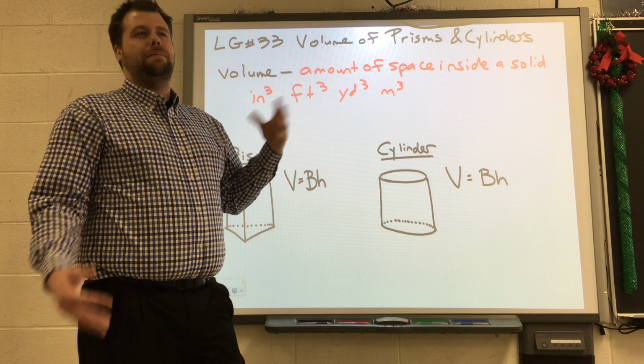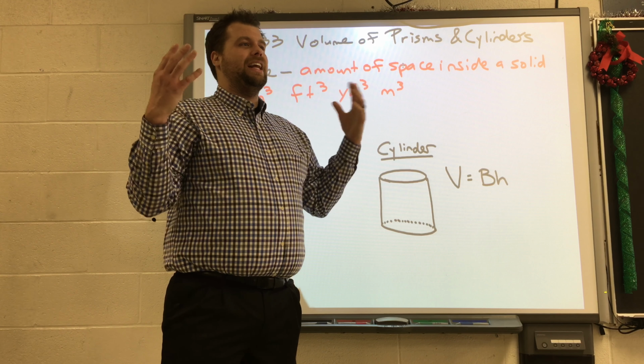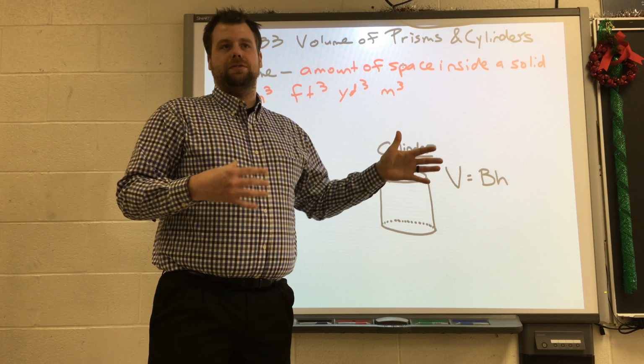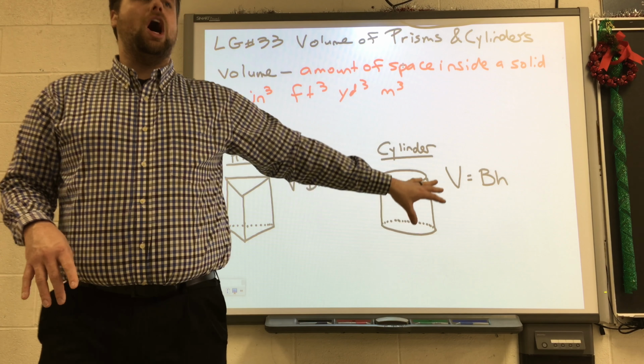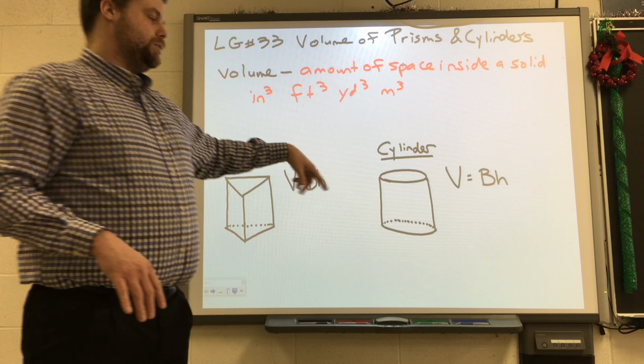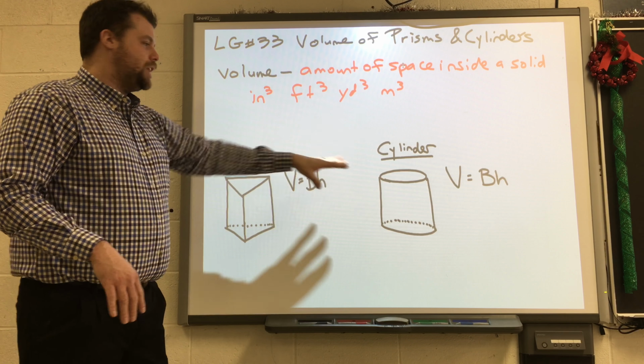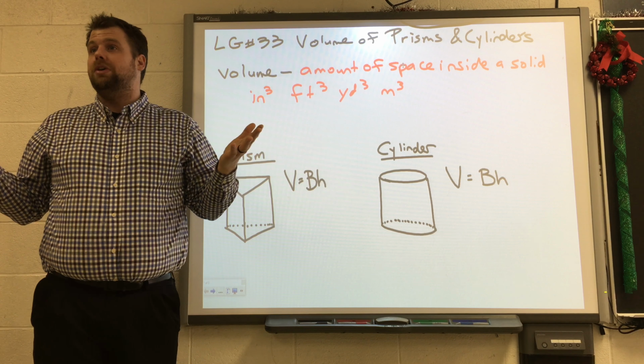Now, we've talked about prisms before because they're polyhedrons. Right? A polyhedron is made up of polygons. Flat, enclosed surfaces. Right? No curves. A cylinder is not a polyhedron. It has circles. Right? But these two shapes are sort of the same if you look at them.